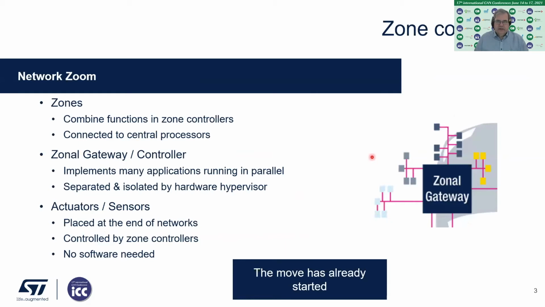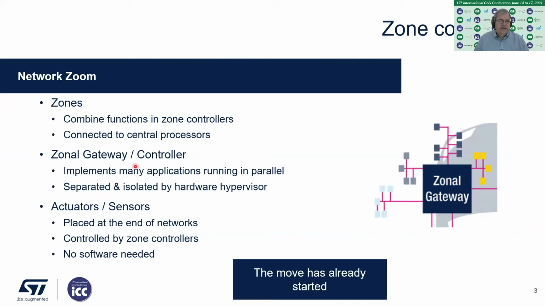First of all, what does it mean when we look at the zonal gateways? When we zoom into this network, we see that functions are now combined within zones. For example, the functions that are in the front left of the car, as shown in this example. And these zone controllers and zonal gateways here are connected to central processors.